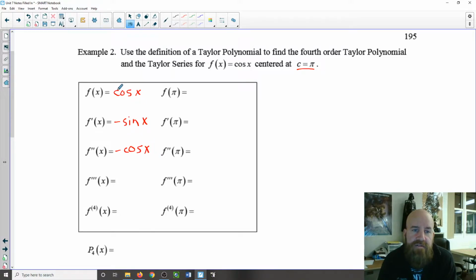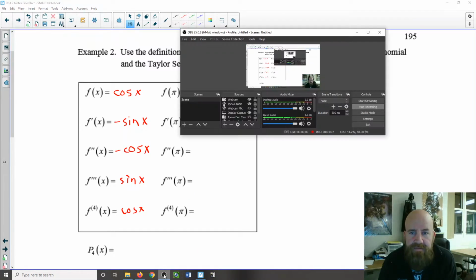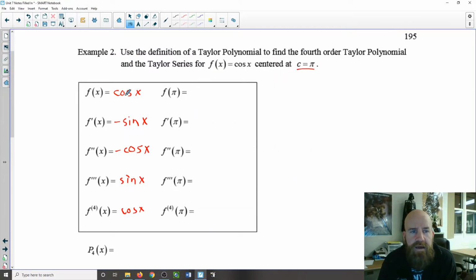I know how far we're going, so I like to list off that many derivatives first. And then the derivative of negative cosine is sine, and the derivative of that would be cosine. Now we are evaluating at pi. Cosine of pi, so think about this, we're at pi. Pi is the same thing as 180. Cosine of 180 is negative 1.